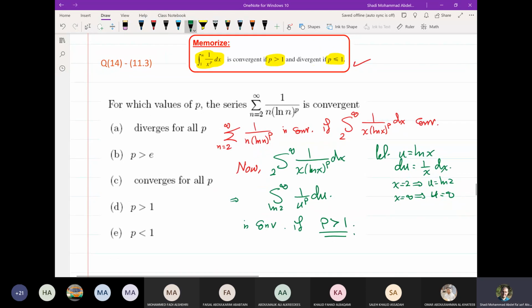So the answer will be D. Because this integral will converge if p is greater than 1, which means the series will converge when p is also greater than 1. Yes.